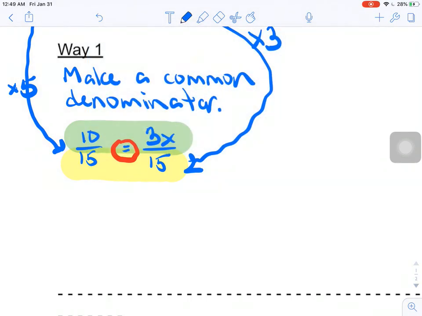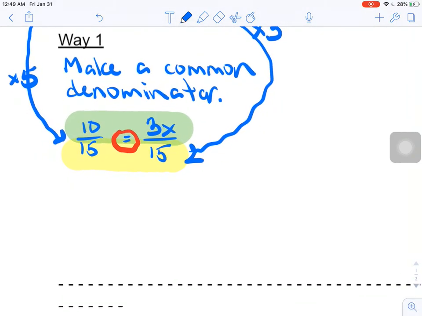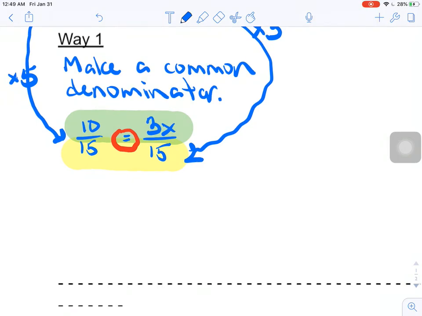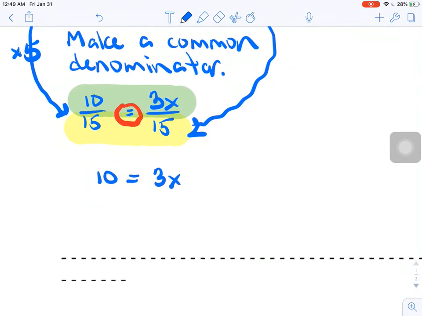So I can focus in just on that top part, and I'm going to bring it down. I'm going to say, okay, so this 3 times x, whatever it is, I know that it's supposed to be the same as the 10. So 3 times x equals 10. Now I can use some of my solving equation skills. If I divide both sides by 3, I can figure out what x is. This doesn't give a whole number, but you could go ahead and write that as a fraction.